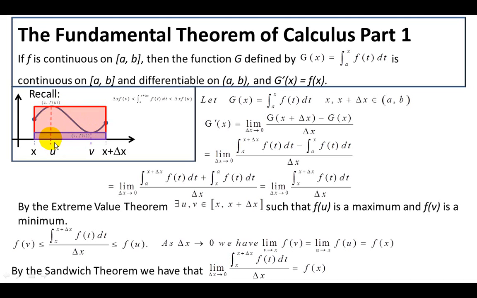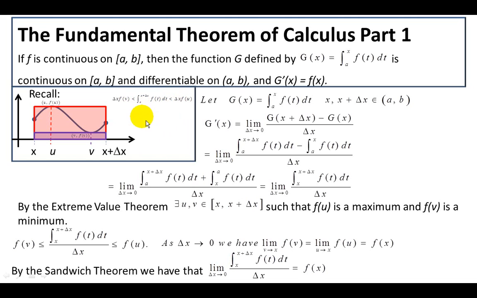Let's say that we want to approximate the integral, which is the area under this curve, by a rectangle. And let's suppose that the height of that rectangle we'll use to be f of u, the maximum. And of course the width is delta x. Well, that would give us the area of this rectangle, which is more than the actual integral. So we would say the integral is less than delta x times f of u.